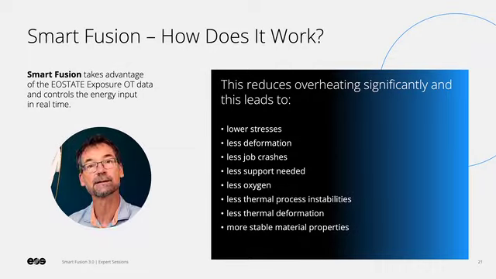So we can recapitulate. Smart Fusion takes advantage of the EOS State Exposure OT data and controls the energy input in return. This reduces overheating significantly, and this leads to lower stresses, less deformation, less job crashes, less needed support structures, less oxygen pickup, less thermal process instabilities, less thermal deformation. Therefore, we get more stable material properties. The work principle.